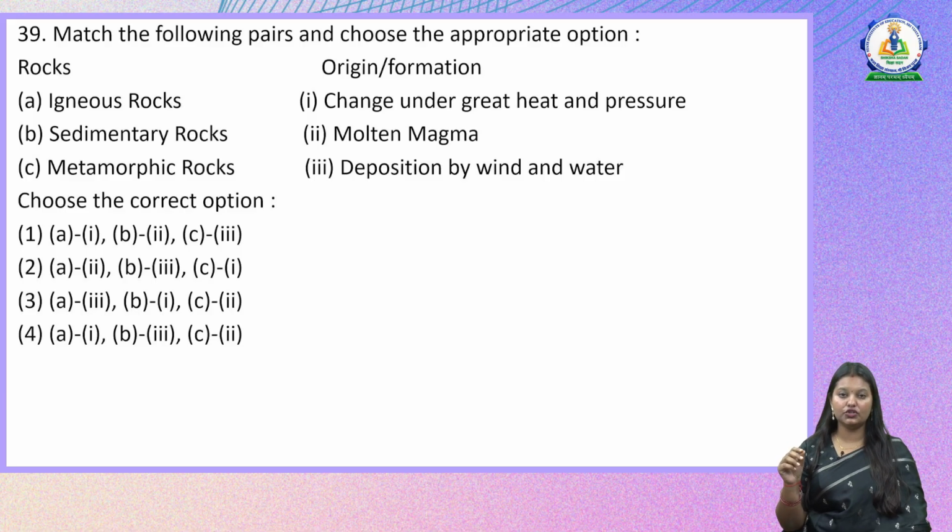So there is a small trick or some keyword that you can remember. Igneous rocks are always formed by molten magma. Igneous, igneous, so fire you can relate to molten magma. So if you connect A with second, molten magma, we have one option here which is highlighting that, that is option 2. So option 2 is the correct answer, and the sedimentary rocks are originated or formed by deposition by wind and water, and the metamorphic rocks are formed or originated from the change under great heat and pressure. Moving on to the next question.